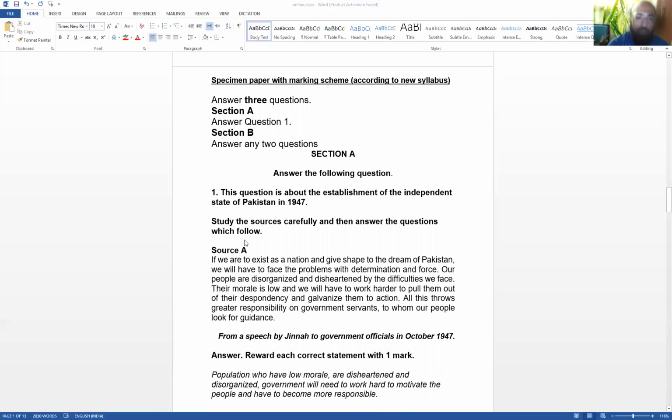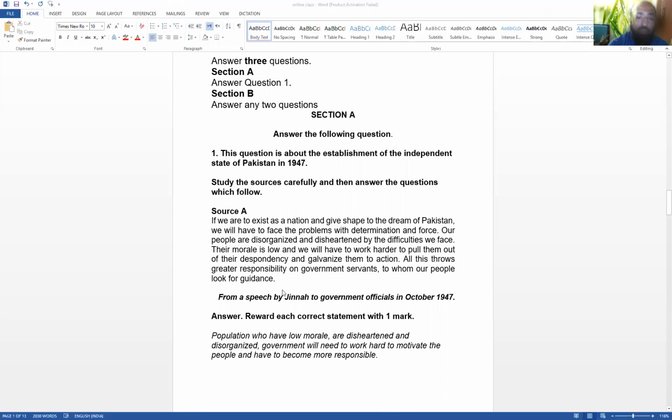Look here, in section A, part A, they have given you a source, a saying of someone, and you are supposed to write down facts from there. Here, reward each correct statement with 1 mark. You do not have to write out everything you know about it. Just take out 2 to 3 points to score good marks.